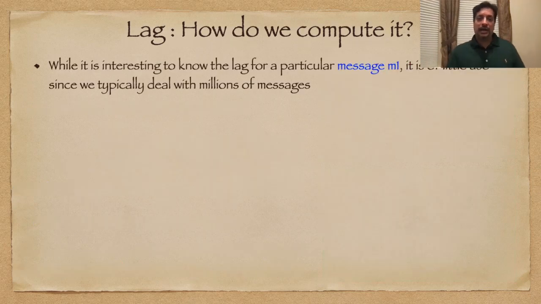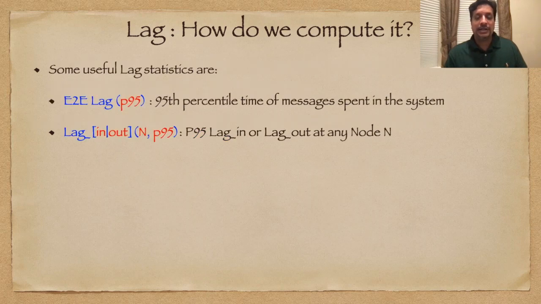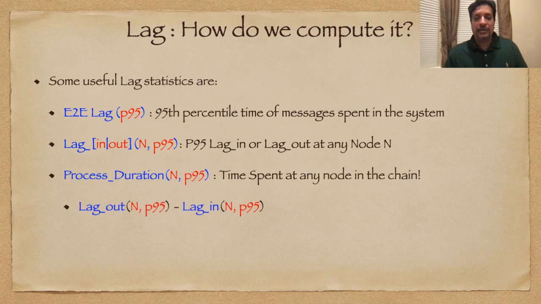While it is interesting to know the lag for a particular message, it's of little use since we typically deal with millions of messages. Instead, we prefer statistics to capture population behavior. I prefer P95. Many people prefer max or P99. Let's look at some of the statistics we can build. So we can compute the end-to-end lag over the population at P95. We can also compute the lag at any node. We can compute the lag in or lag out at any node. With lag out and lag in, we can compute what's called the process duration. This is the time spent at any node in the chain.